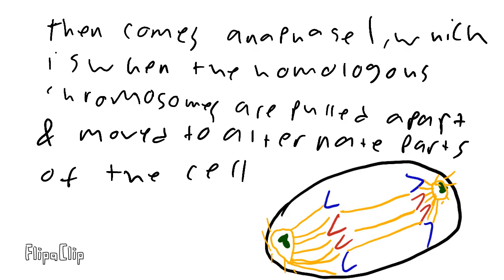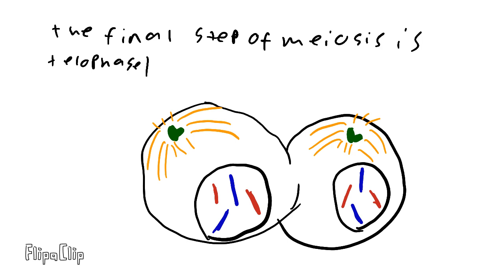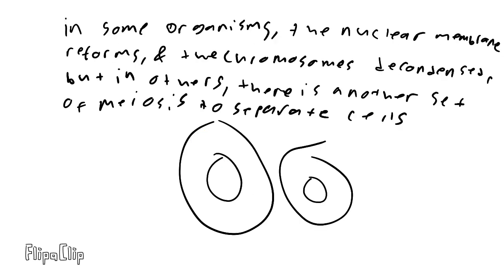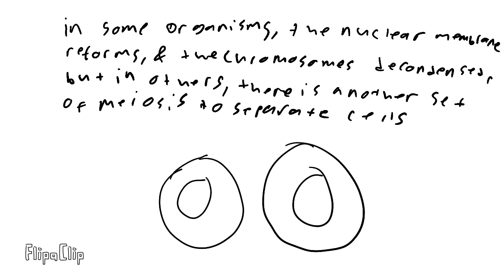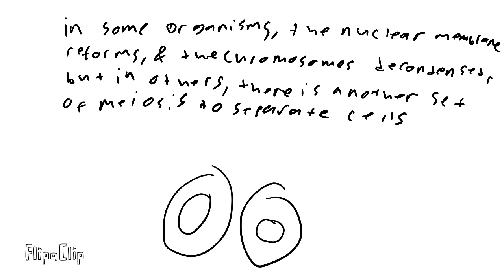Next comes anaphase 1, which is when the homologue chromosomes are pulled apart and moved to the alternate ends of the cell. The chromatids, however, remain and do not separate. The final step of meiosis 1 is telophase 1. This is when the chromosomes arrive at opposite poles of the cell. In some organisms, the nuclear membrane reforms and the chromosomes decondense, but in others, there is another set of meiosis made specifically to separate the cells.